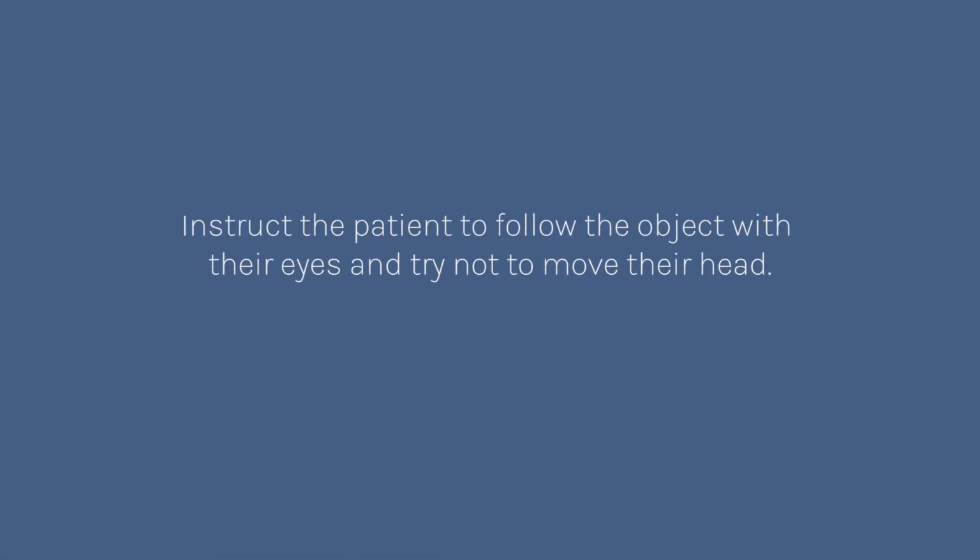To test extraocular motility, sit about 2 to 3 feet in front of the patient. Hold up a finger, pen tip, or something small the patient can see and track with their eyes. Hold the fixation target at the patient's eye level in the primary position, or straight ahead. Instruct the patient to follow the object with their eyes and try not to move their head. Move your target in a capital H pattern and observe for equal eye movement in the 6 cardinal gaze directions.